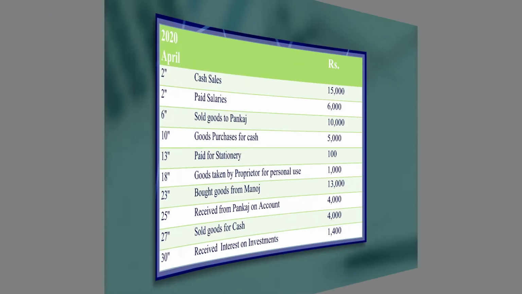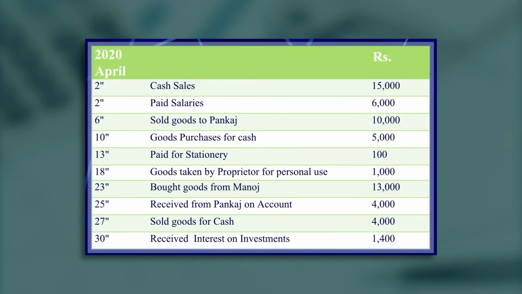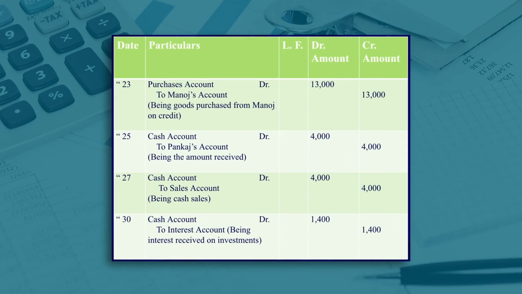Next one is you will find 4,000 rupees in the debit side of cash account and 4,000 rupees in the credit side of sales account. Kindly check, to sales 4,000 rupees debit side. Similarly, in the credit side of sales account 4,000 rupees by cash.